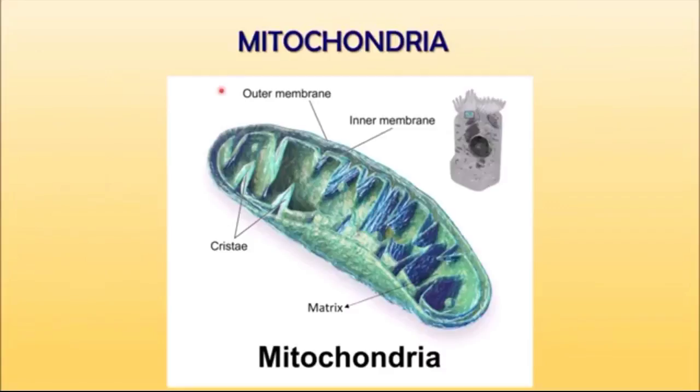When we observe the structure of mitochondria, it is bounded with two membranes, the outer membrane and inner membrane. Outer membrane is smooth, whereas inner membrane is folded inwardly to form the cristae. These foldings are known as cristae. In between the cristae, there is a fluid substance called matrix. It contains a lot of enzymes to perform its function.